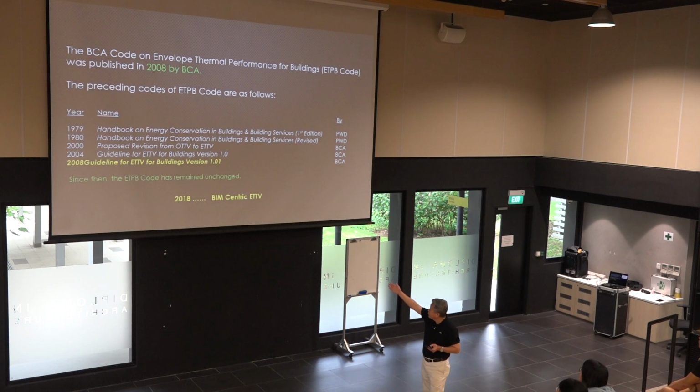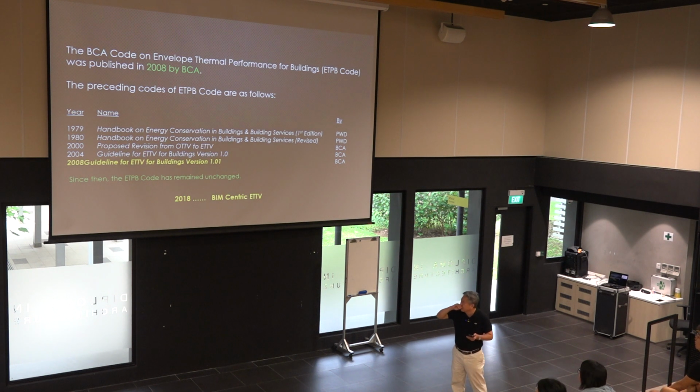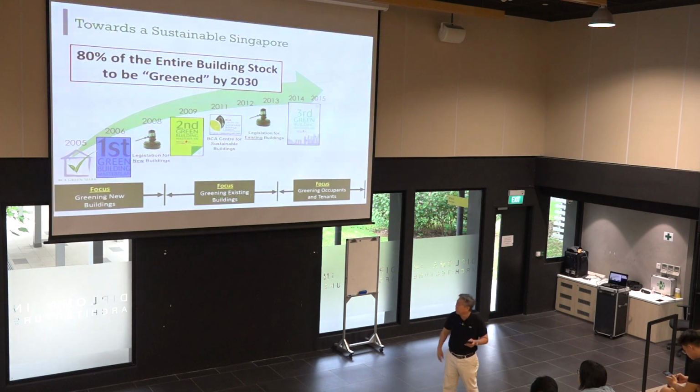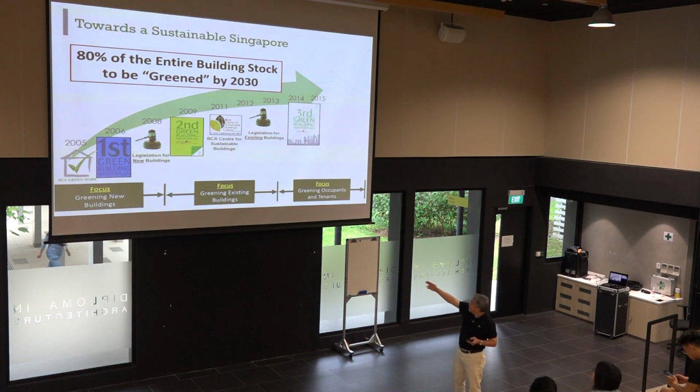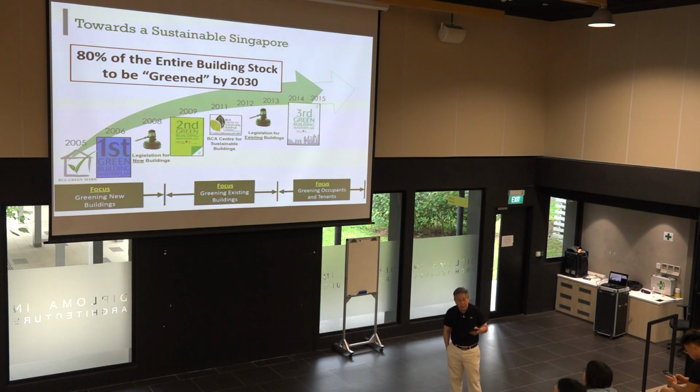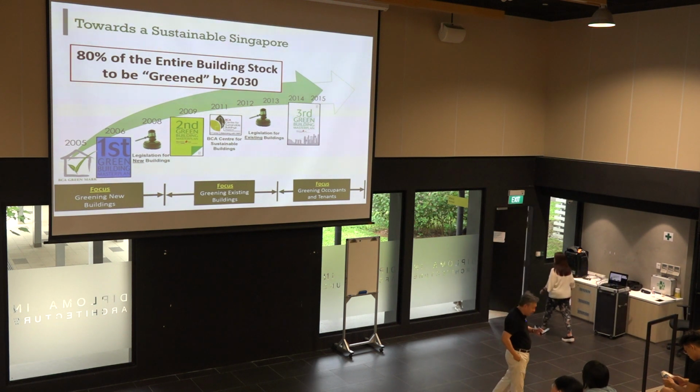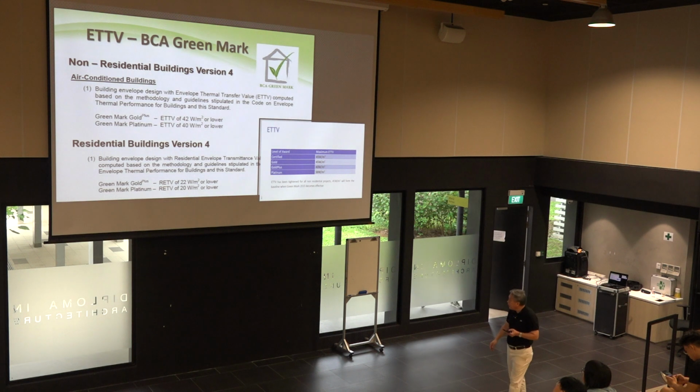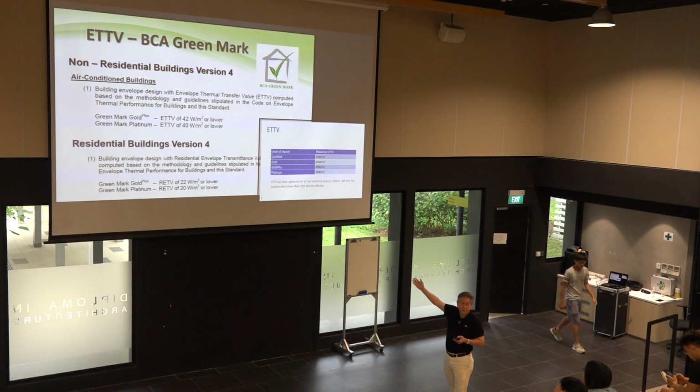The publications are all listed there, since 1979 until recently, most of the equations still remain the same. So either you calculate by hand or you can calculate by simulation. This is one of the requirements, because it's a prerequisite for Green Mark to obtain the Gold and Platinum. So if you can calculate ETTV for your design competition, then probably you can get more points. Please remember to include that into your calculation. And if you do simulation, you get even more points.